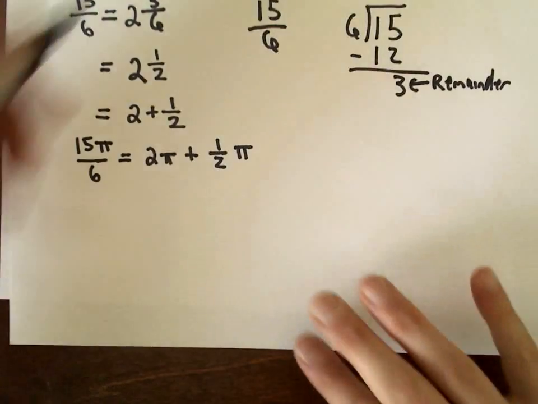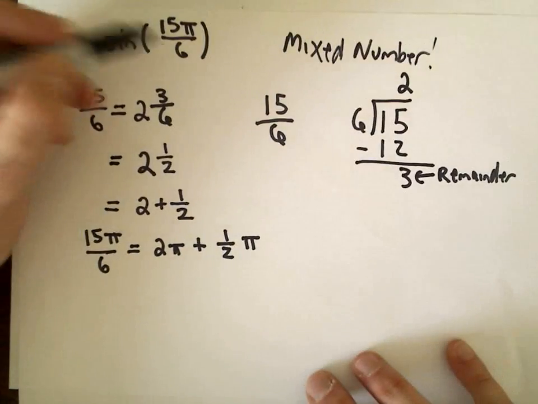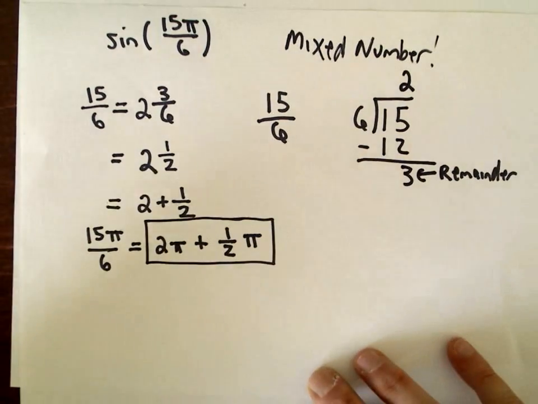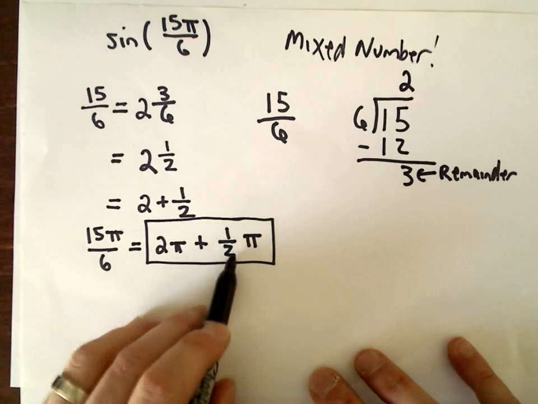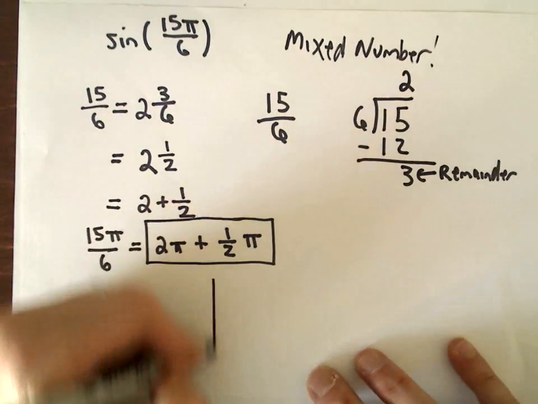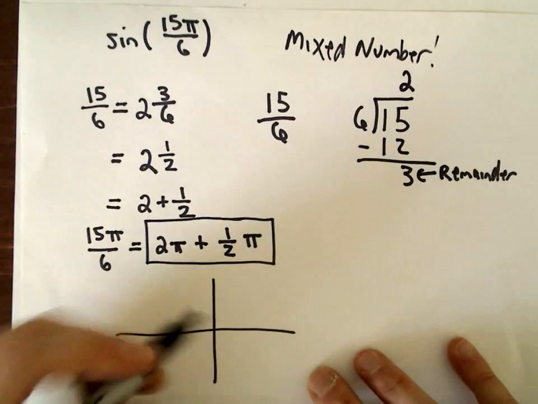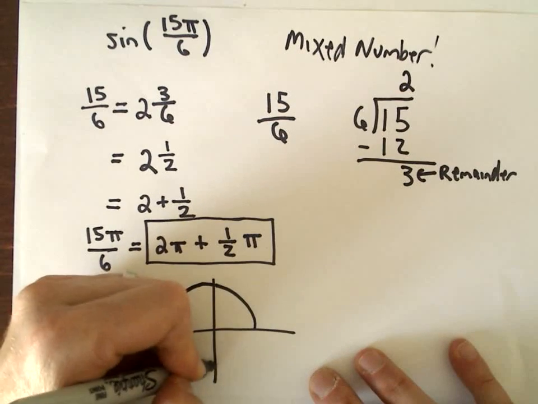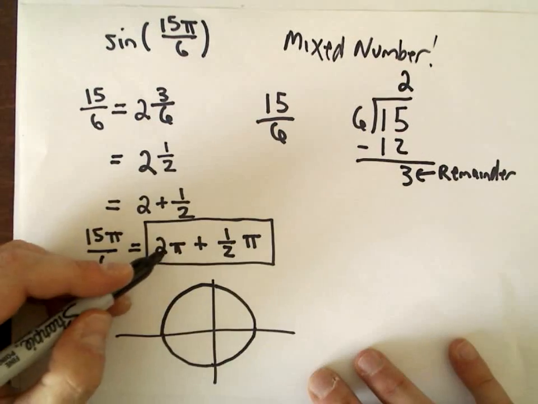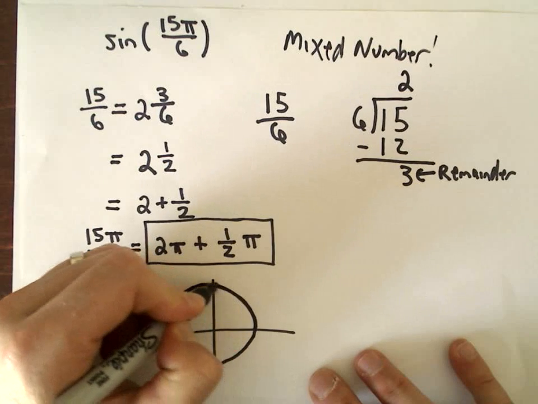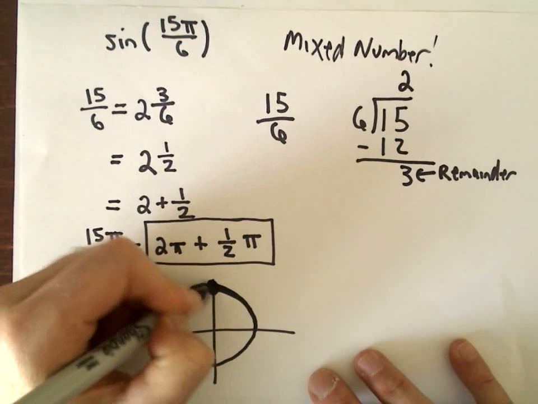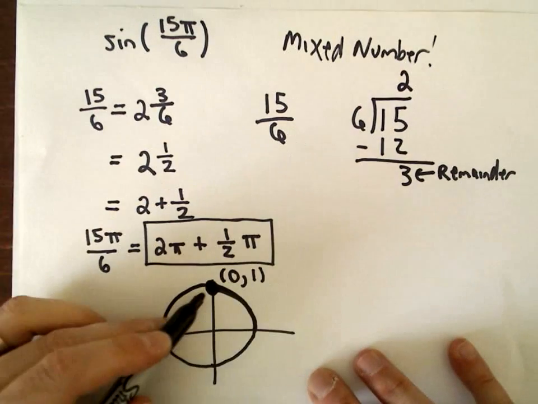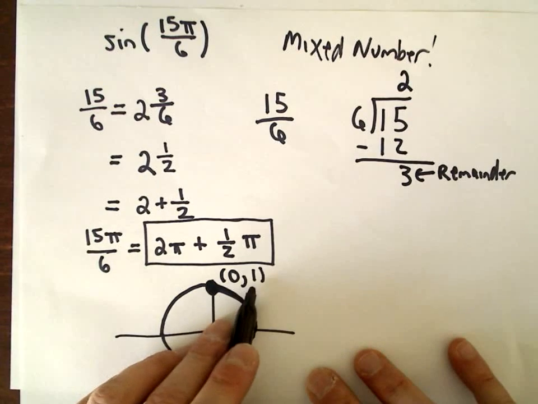Okay, so now to evaluate sine of 15 pi over 6, I'm trying to figure out where on the unit circle I would end up if I go 2 pi units plus another 1/2 pi units. Well, recall 2 pi takes you all the way around the unit circle. The distance around the unit circle is 2 pi. So we've gone 2 pi. If we go another 1/2 pi, pi over 2, that's going to put me right at the top of the unit circle. When I hit the unit circle at the top, that corresponds to the point 0, 1.